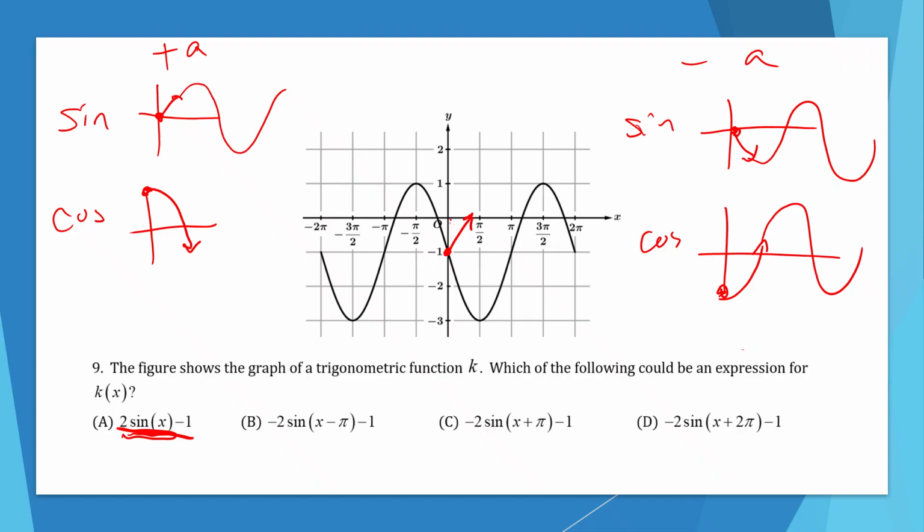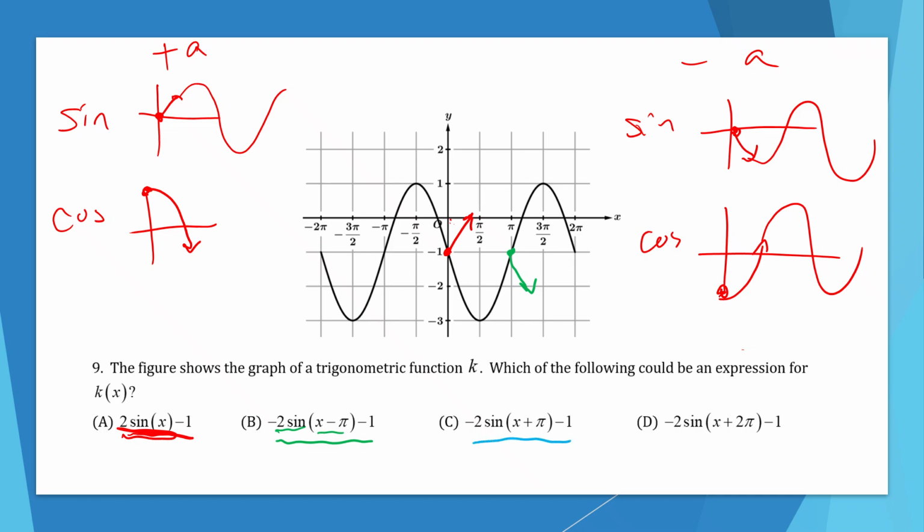Let's take a look at B. Let's do this one in green. Here negative pi, or pi units, should be our horizontal translation. So we're starting pi units to the right, not to the left. And then it is a negative sign, so we're starting at the midline and going down. This does not align, so B is also out of it.